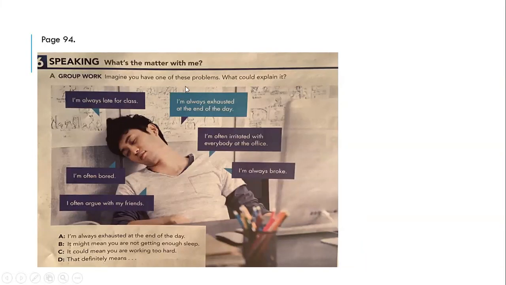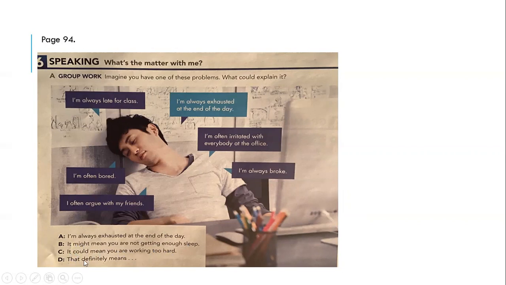So we're going to use this example here. I'm always exhausted at the end of the day. And we are going to give ideas. We are going to try to explain by using modals and adverbs. We're going to explain the possible explanations for those problems. I'm always exhausted at the end of the day. It might mean you are not getting enough sleep. Another possible explanation, it could mean you are working too hard.